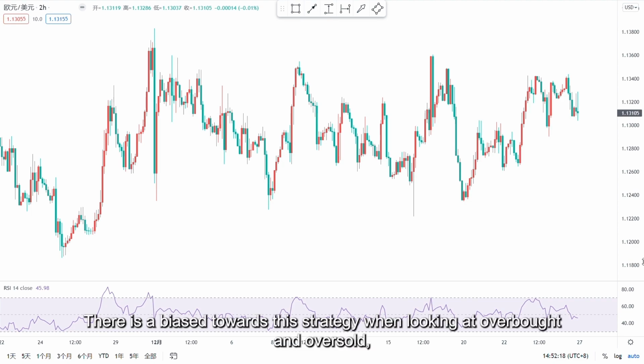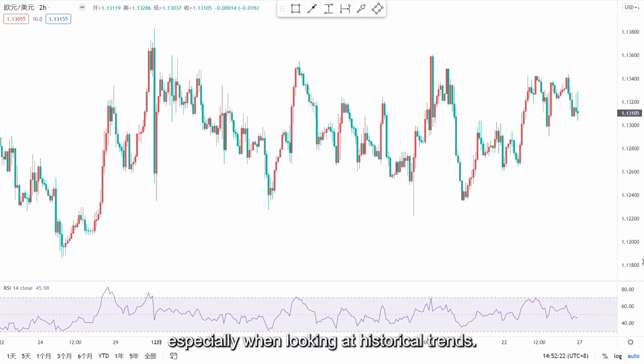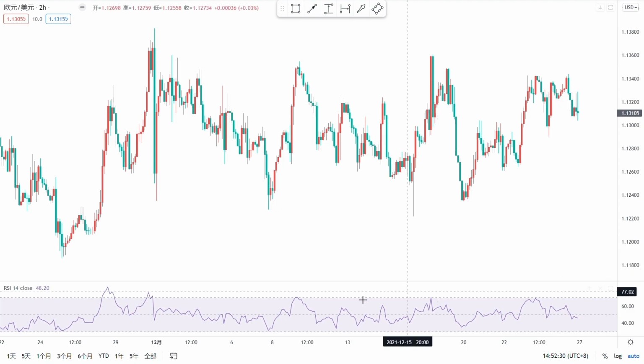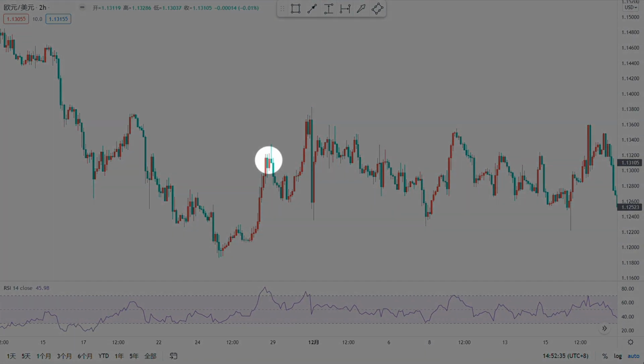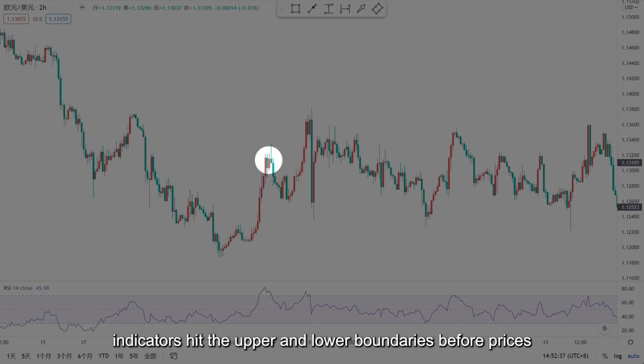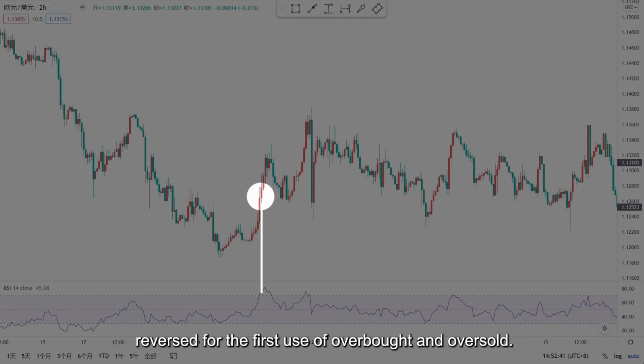There is a bias towards this strategy when looking at overbought and oversold, especially when looking at historical trends. This bias comes from artificially sifting for signs of success. But in many cases, indicators hit the upper and lower boundaries well before prices reverse.